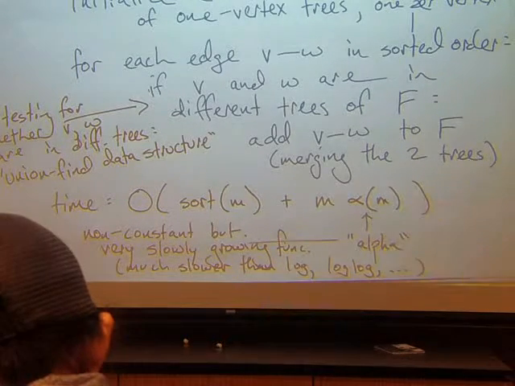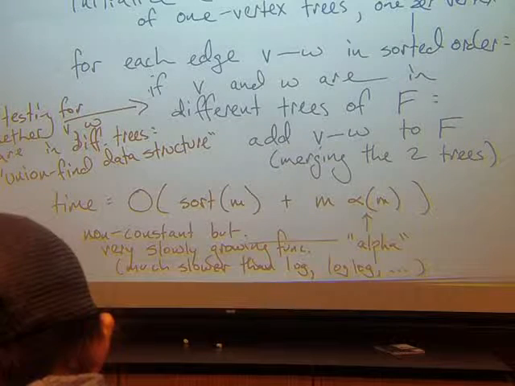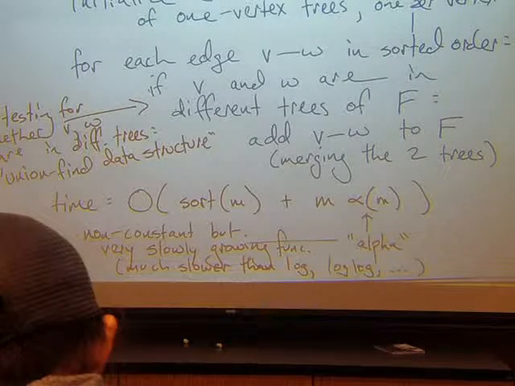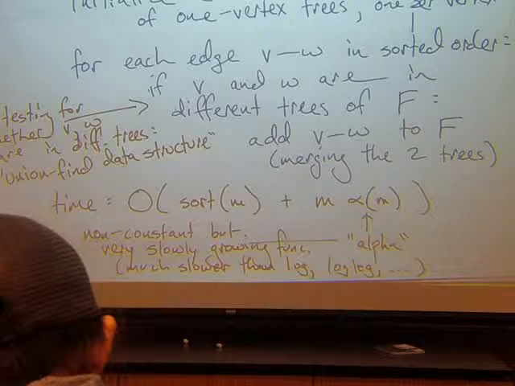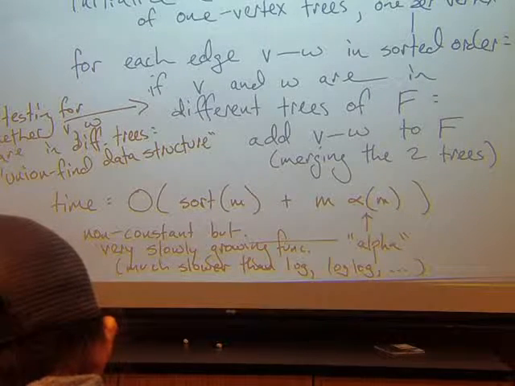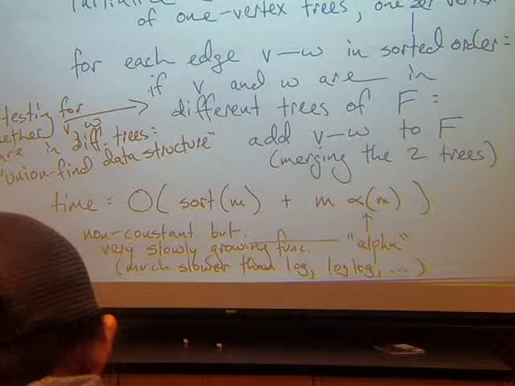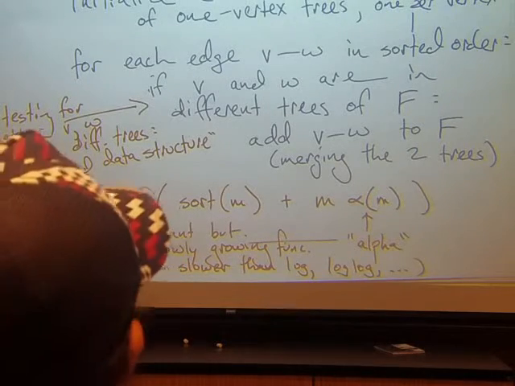This function is so slowly growing that for all conceivable inputs that you could write down using 1 bit per atom in the universe, it would be 4 or 5. So really slowly growing function, but non-constant. So what is this slowly growing function?